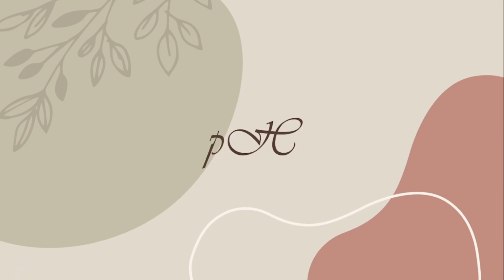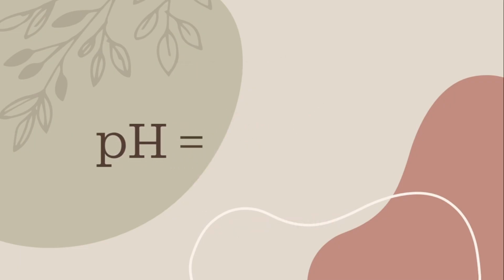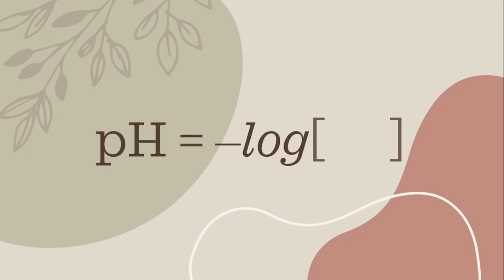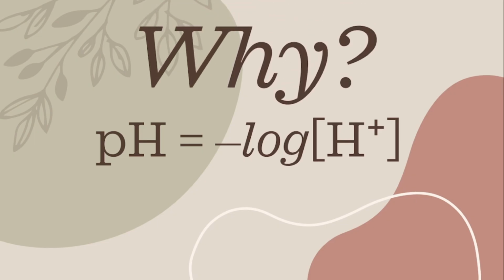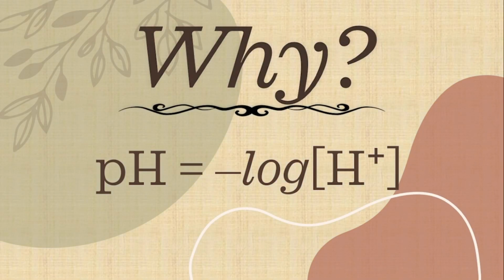pH. It's short for potential of hydrogen. At least, that's the leading consensus. And it is defined as the negative logarithm of the concentration of H+ ions in a solution. But why? Why does pH tell us about how acidic or basic a solution is? And why is it defined like that, of all ways?